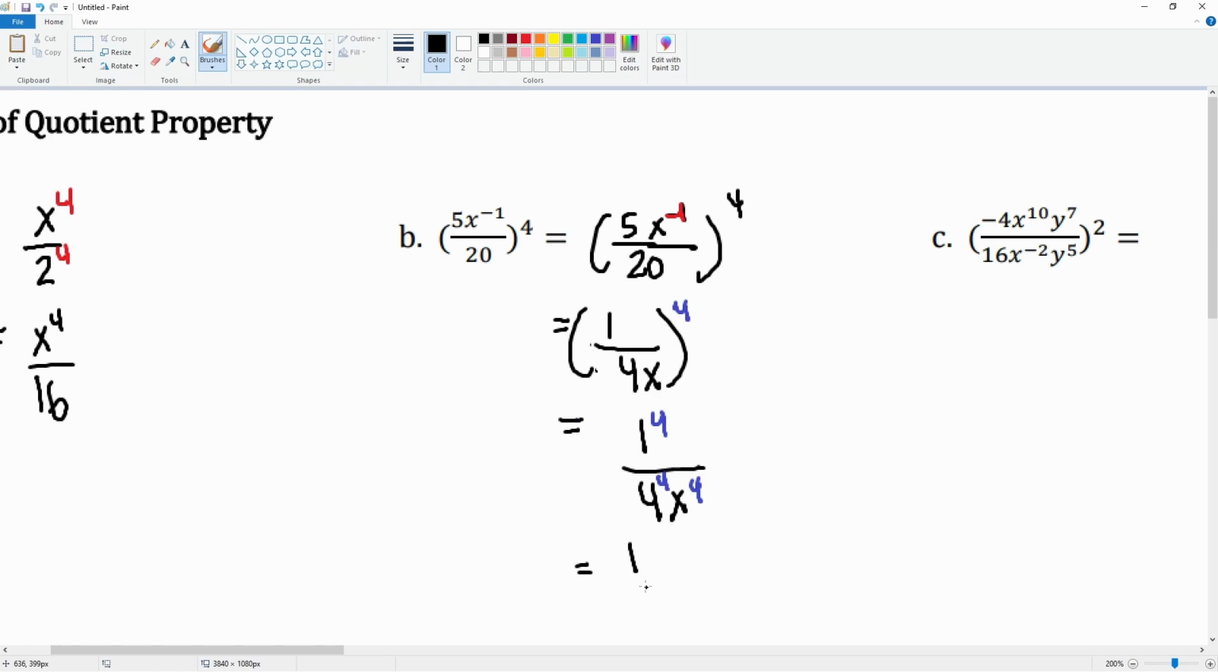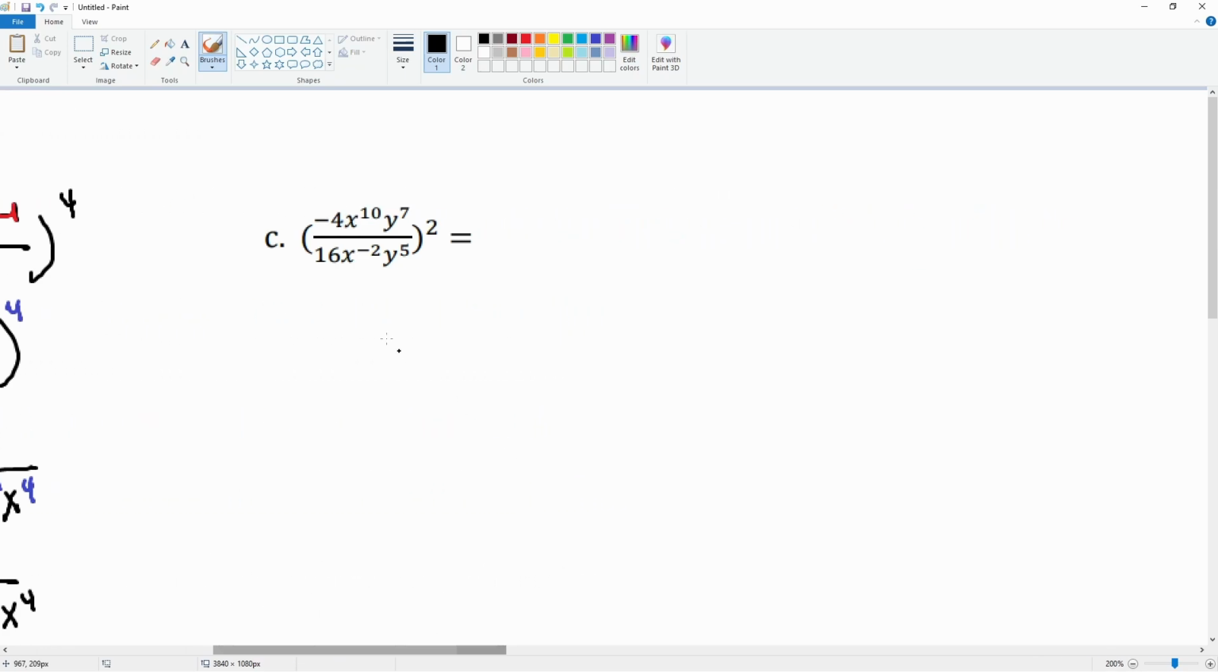And I think 4 to the 4, let me check that. 4 to the 4th power. That's like 4 times 4 times 4 times 4. That is 256. So it is 1 over 256 x to the 4th. All right. Then next, let's do C.